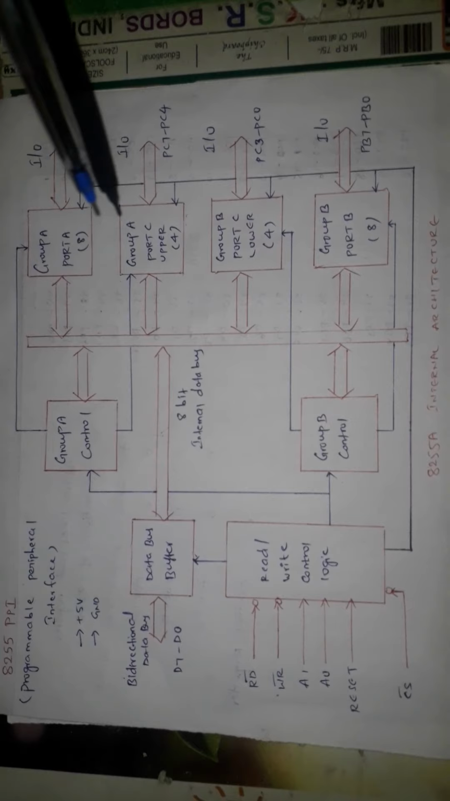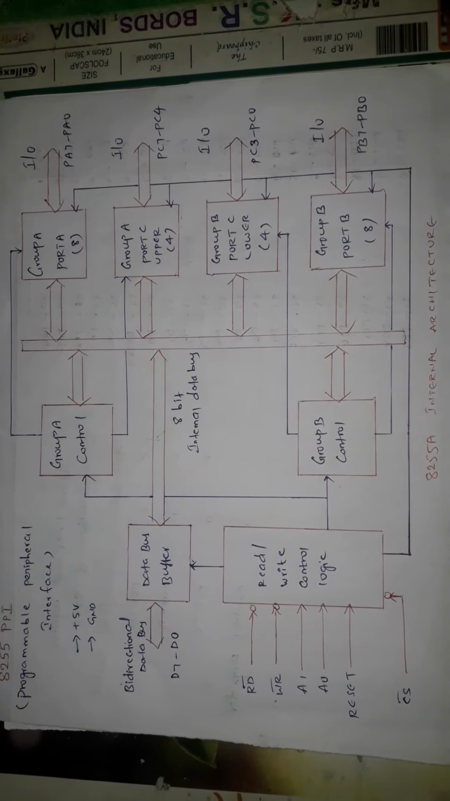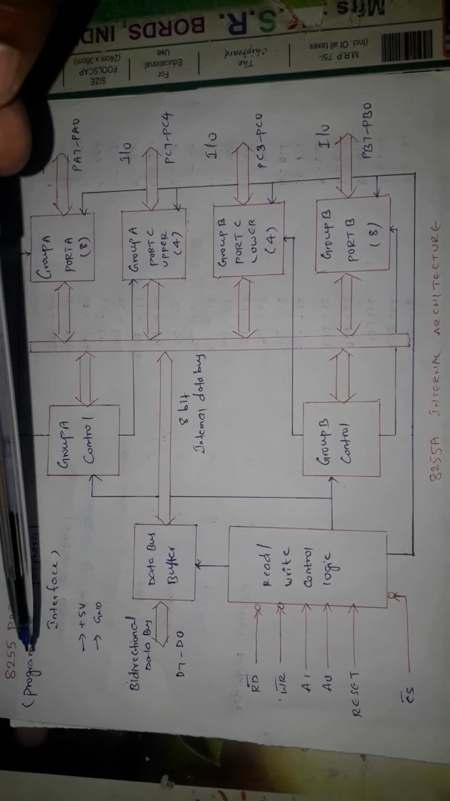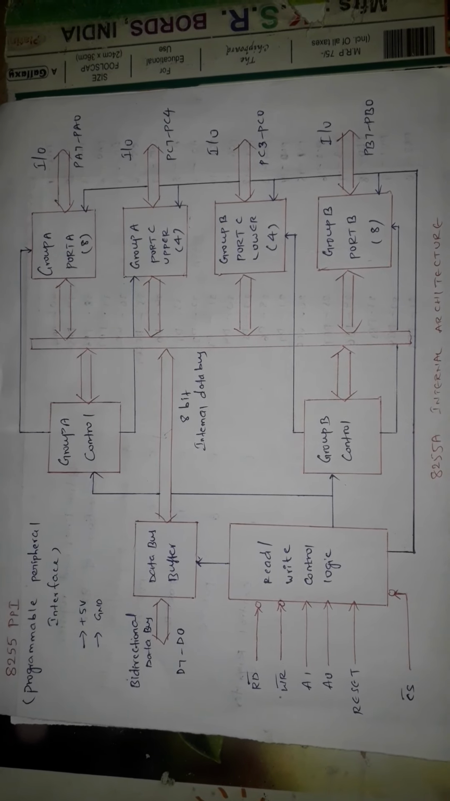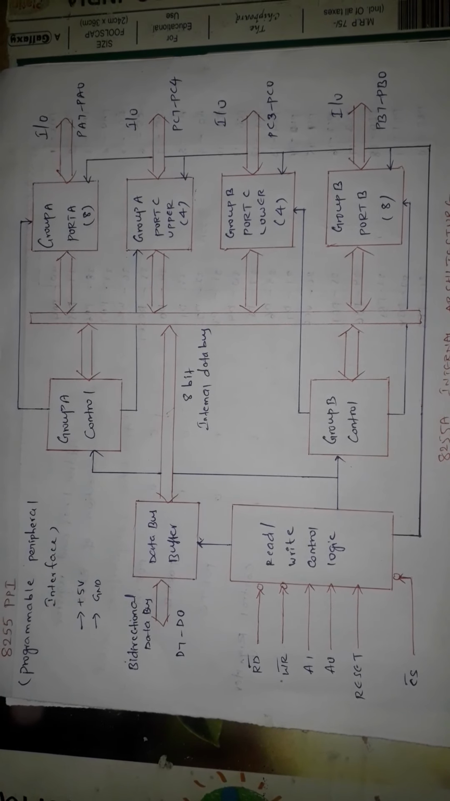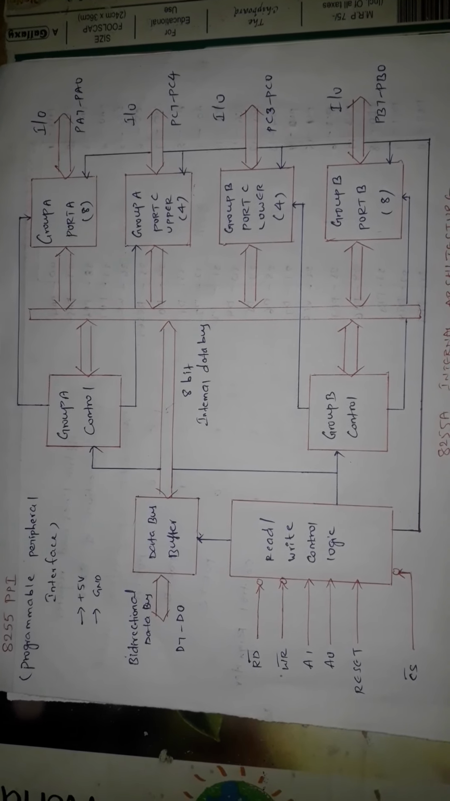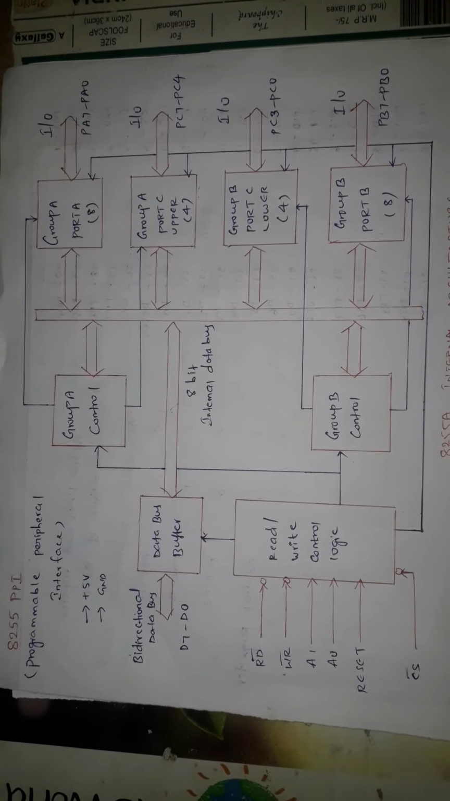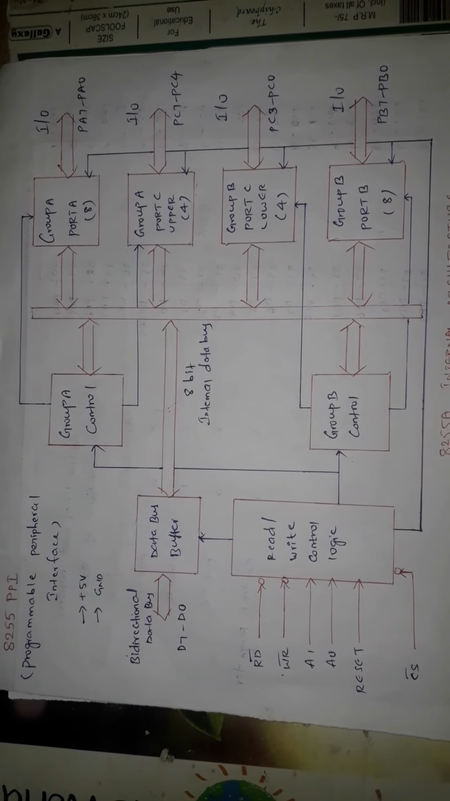In this video lecture we'll study the 8255 architecture. 8255 PPI. PPI stands for Programmable Peripheral Interface. This 8255 allows different input output devices to be connected to the processor. Different input output devices like a switch, keyboard, LED, a printer, a CRT terminal. This type of devices can be connected to the processor by using the 8255 PPI.